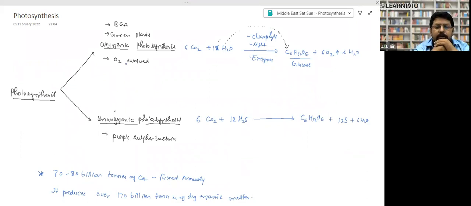What is photosynthesis? I don't think I need to explain that, but you must have listened about photosynthesis. There are two types of photosynthesis. Normally, the purpose behind photosynthesis is to make food, right?